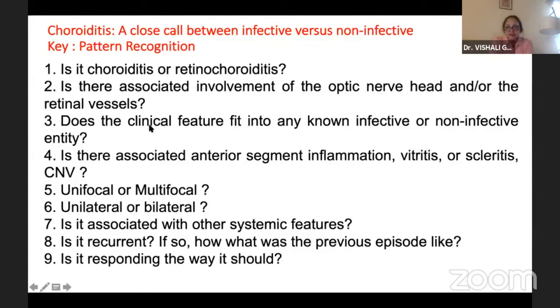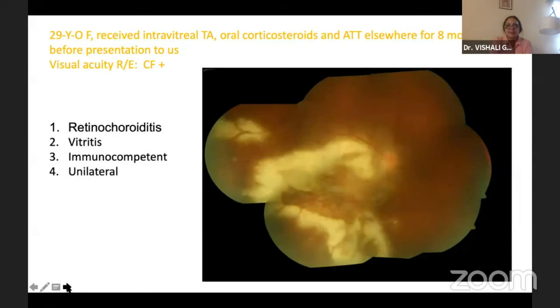Do these clinical features fit into any of the entities that you know of? Pay attention to associated anterior segment inflammation, vitritis, associated CNVs. Is it unifocal, multifocal, unilateral, bilateral? Any systemic disease? And is it recurrent? What is very important, if it is recurrent, what was the previous episode like? And is it responding the way it should be responding? I gave you this example. Now let's see how this algorithm fits into it.